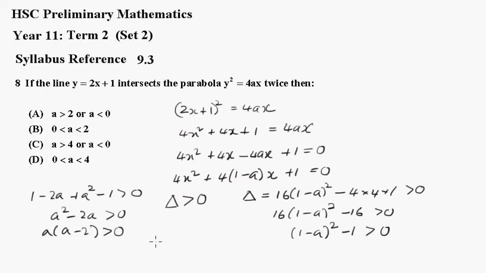So let's have a look at that. We're going to have critical points at 0 and 2, and therefore if we draw a little mini parabola through this, it's positive for values of a greater than 2 and positive for values of a which are less than 0, which means that a must be less than 0 or a has got to be greater than 2. And that is A. A is greater than 2 here, and a is less than 0 there. So A is the correct answer.